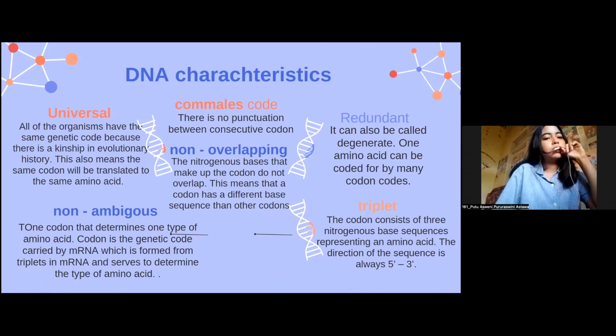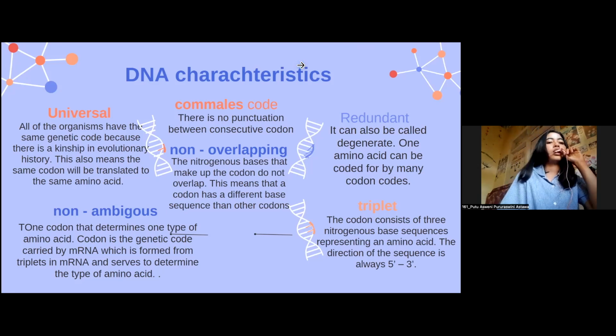Hello, my name is Putu Asweni Pururaswini Astawa. My number is 2202511161. I will explain about the DNA characteristics. Number one, the genetic code is universal. It means all organisms have the same genetic code because there is a kinship in evolutionary history. This also means the same codon will be translated to the same amino acid.